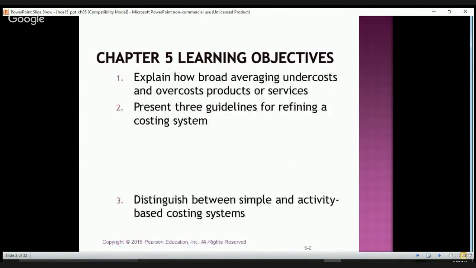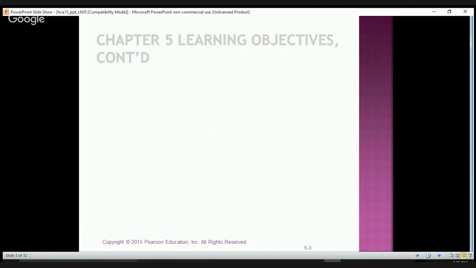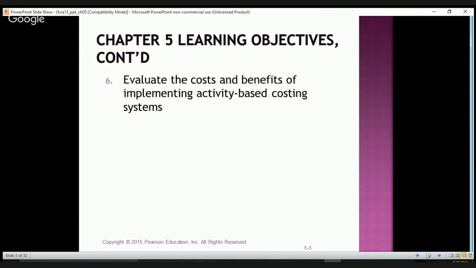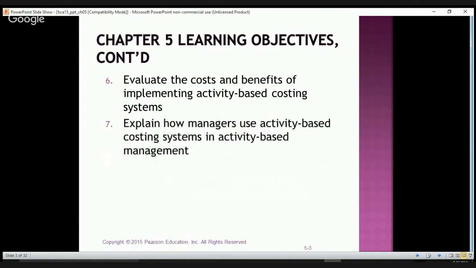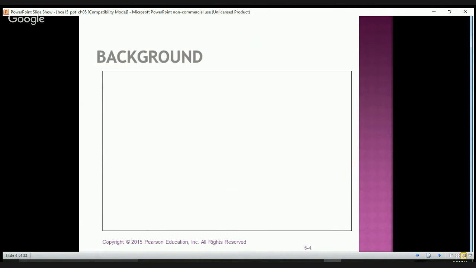The learning objectives for this particular chapter: explain how broad averaging can under-cost and over-cost products or services, present 3 guidelines for refining a costing system, distinguish between simple and activity-based costing systems, describe the 4-part cost hierarchy, cost products or services using activity-based costing, evaluate the costs and benefits of implementing activity-based costing systems, explain how managers use activity-based costing systems and activity-based management, and compare activity-based costing systems and department costing systems.